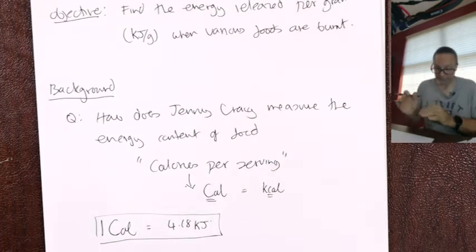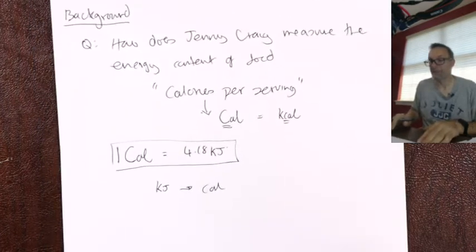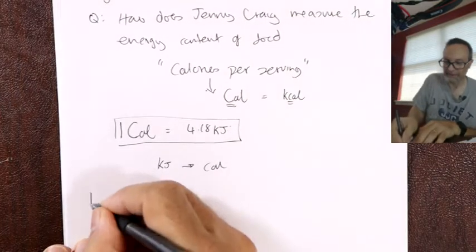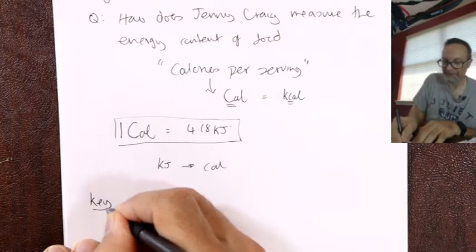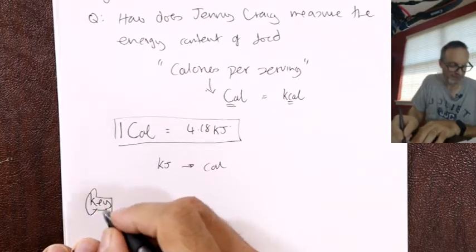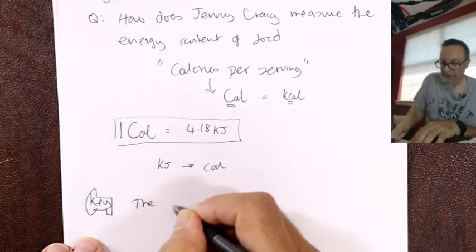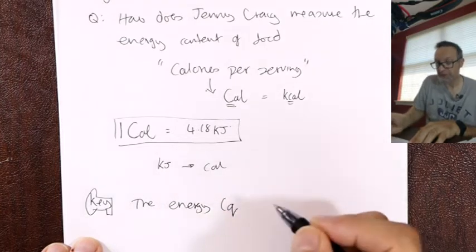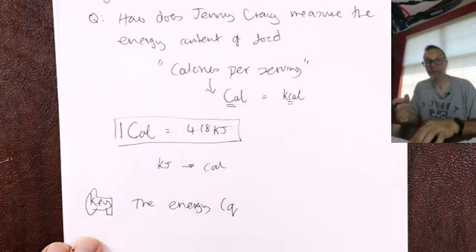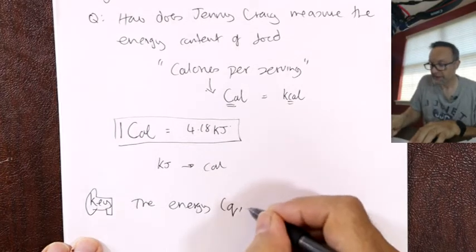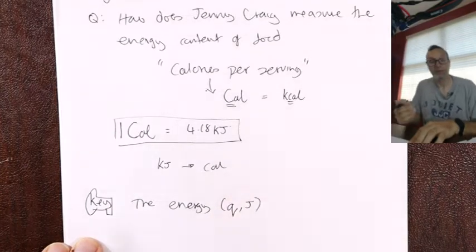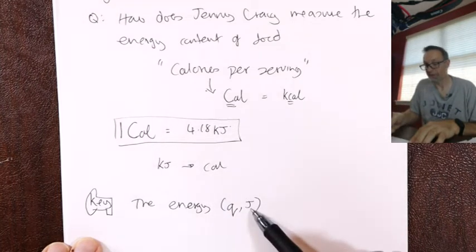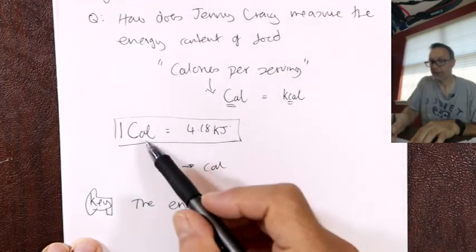Now here's the key thing. Key: just like in the lectures, the energy has the symbol Q. Q is the universal symbol in science for energy, with units of joules. We saw the joule before. The unit of energy is the joule, which will pop out of our experiment. We'll convert it to kilojoules, convert it to calories.